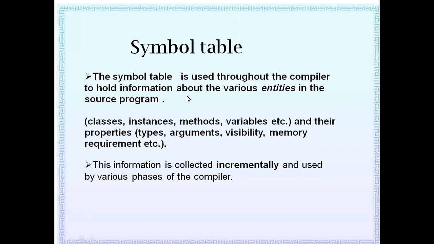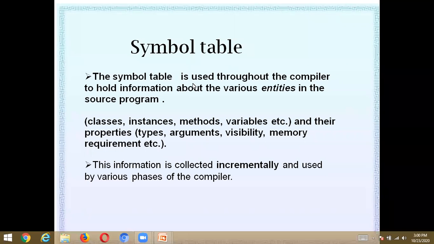Which information are we holding? The symbol table holds the information about the various entities in the source program. These are the entities, right? And storing the information means storing the information about the scope and binding, the information about the names. That's the definition of the symbol table.